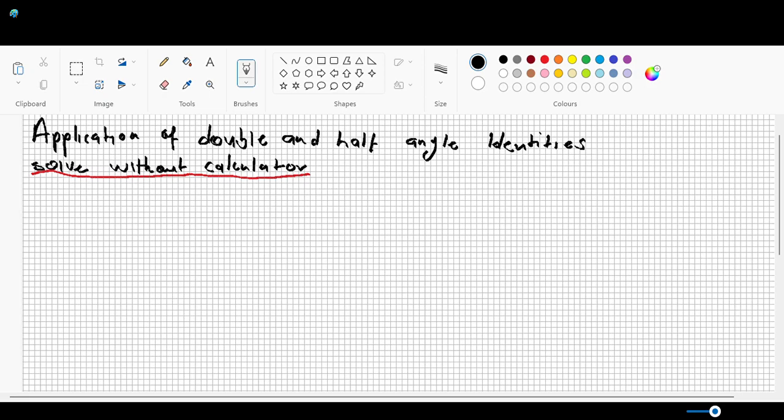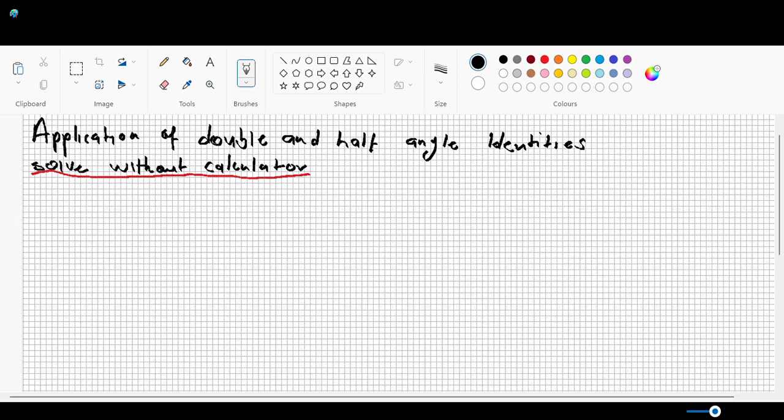In this video, we'll be solving a problem using the applications of double angle or half angle. I'm going to write it down, and after writing it down, you should pause and try to solve it. Then you can continue, and as you solve it, you will see how I managed to solve it. Probably you will get it as well.